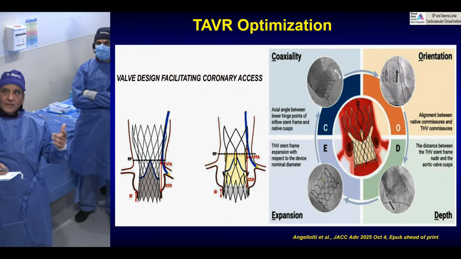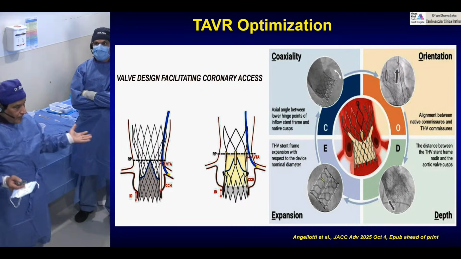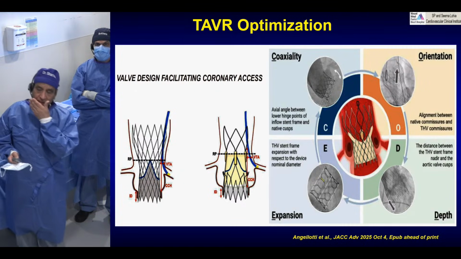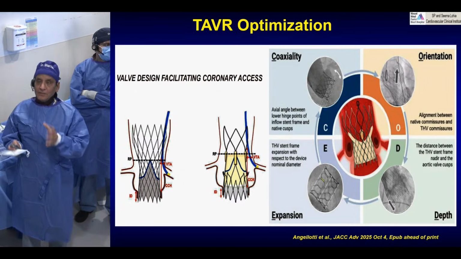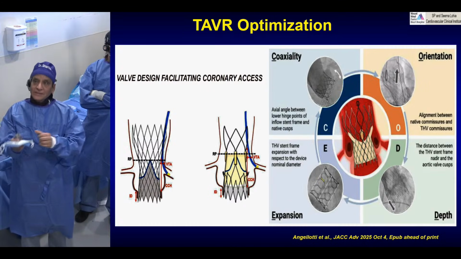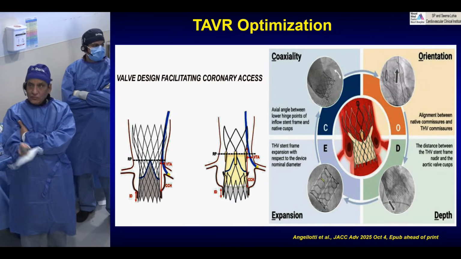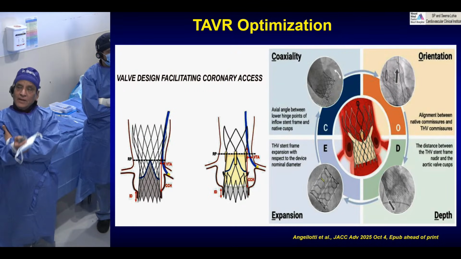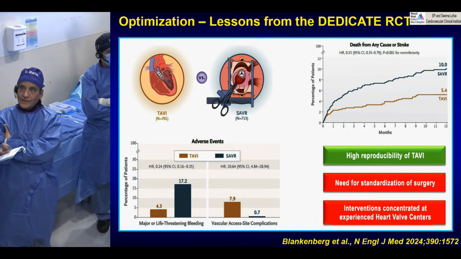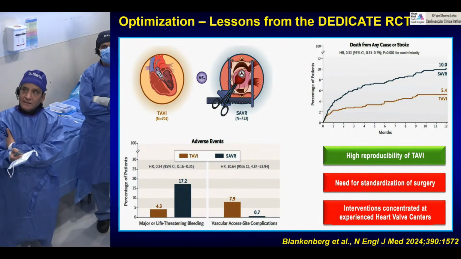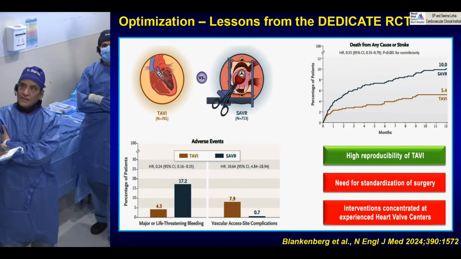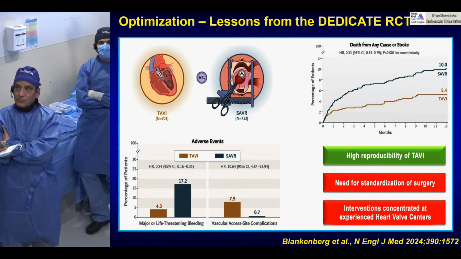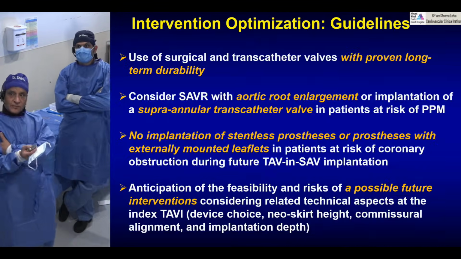So the second is the double tap, which we published also, and data came from Canada also. The double tap is probably useful to expand the valve further and has shown, in a non-randomized fashion, a better effective aortic orifice. So clearly optimization, and the same thing with the dedicated randomized clinical trial showed that TAVR was better because there was high reproducibility of the TAVR procedures and so on.